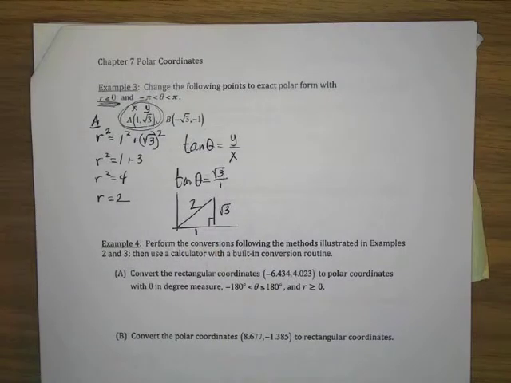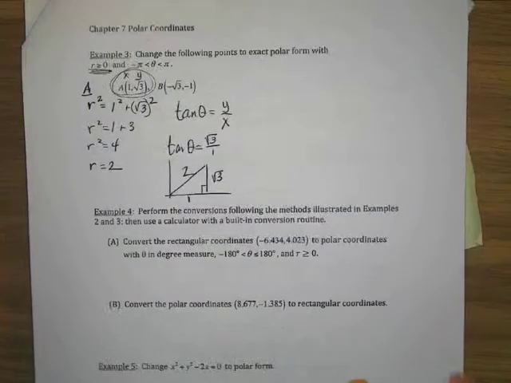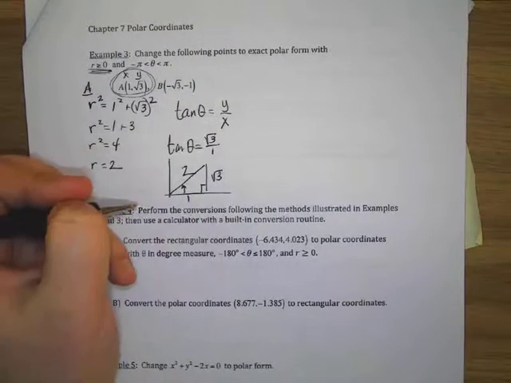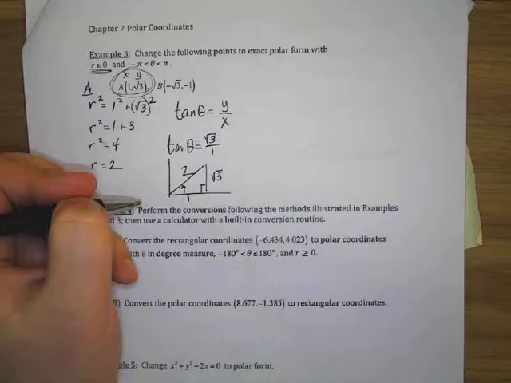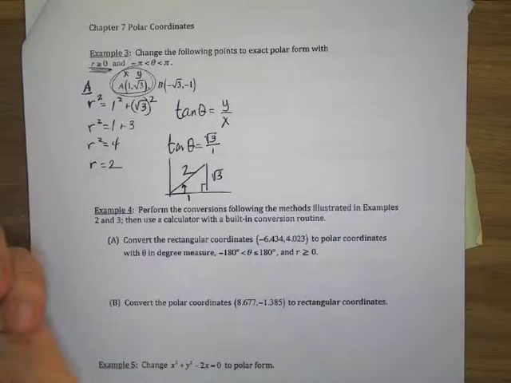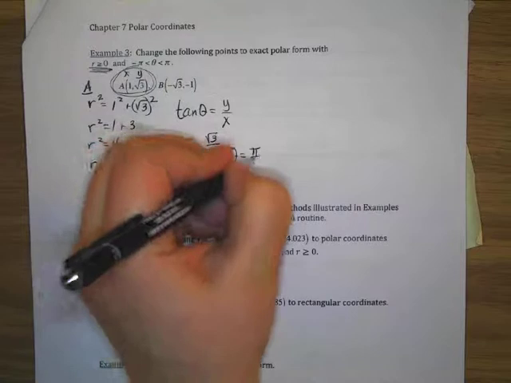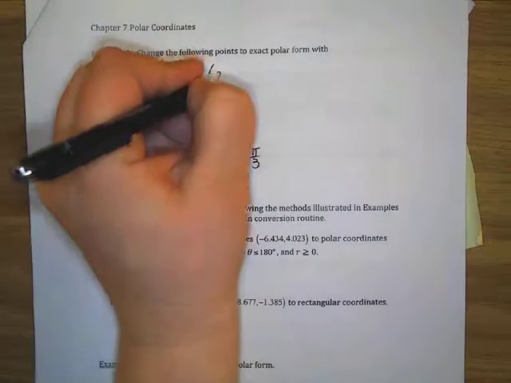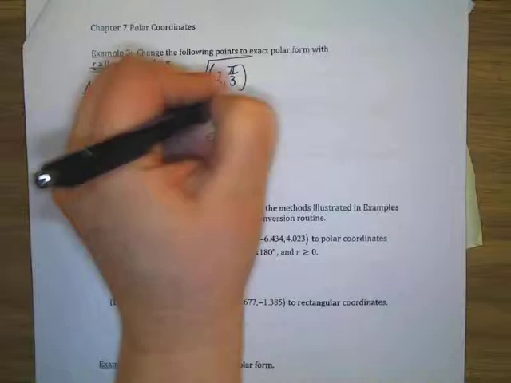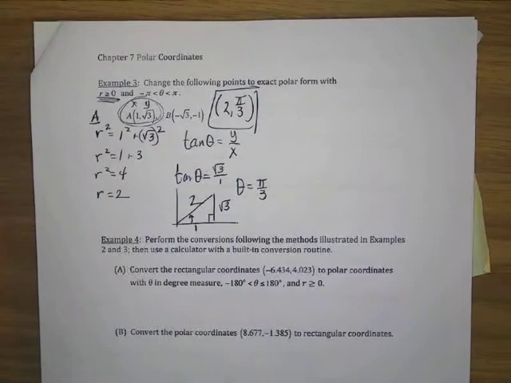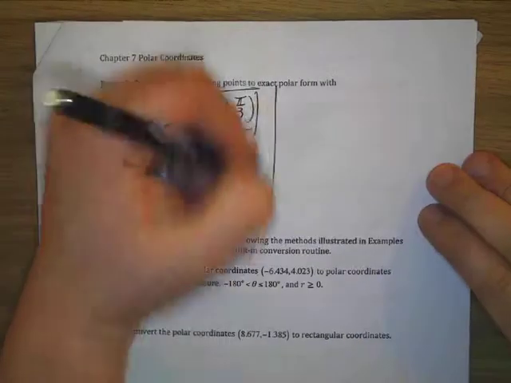Is this a special? This is a special. So what's this angle? What goes across from the root 3? Pi over 3. So our theta is pi over 3. So our answer was 2, pi over 3. Oh, you can barely see that. So let's look at B.